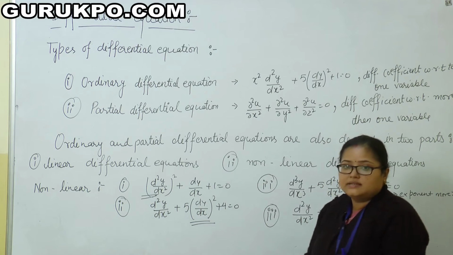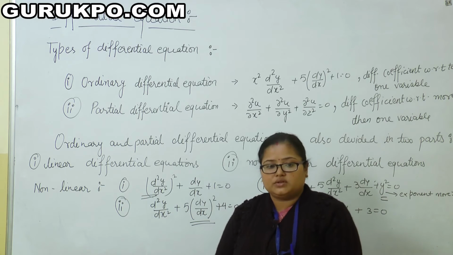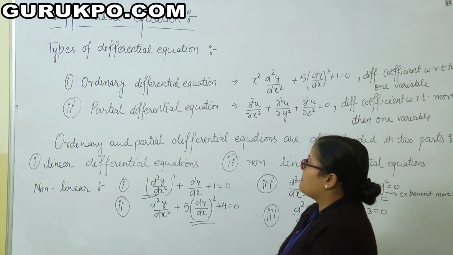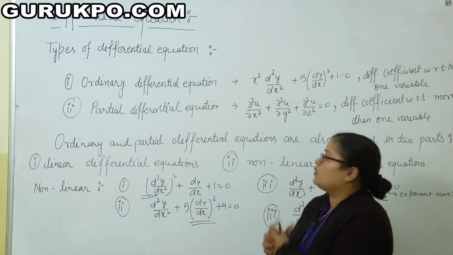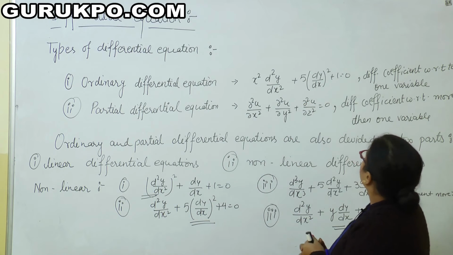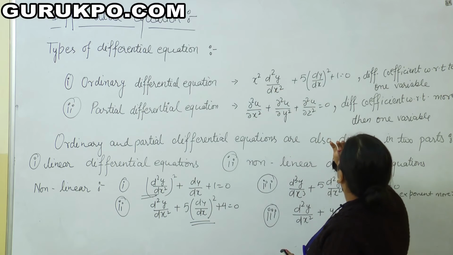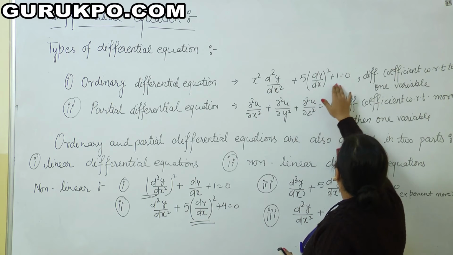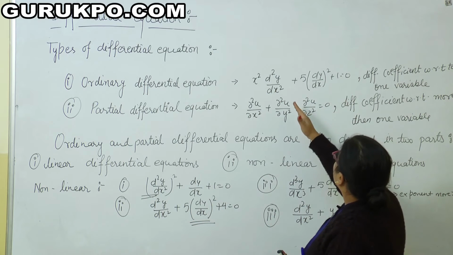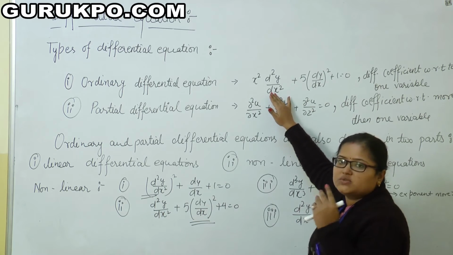Now we will discuss the types of differential equations. There are two types of differential equations. First is ordinary and second is partial differential equation. What is an ordinary differential equation? For example, this differential equation: x square d square y by dx square plus 5 dy by dx square plus 1 is equal to 0. The differential coefficient is with respect to x, which is one variable.